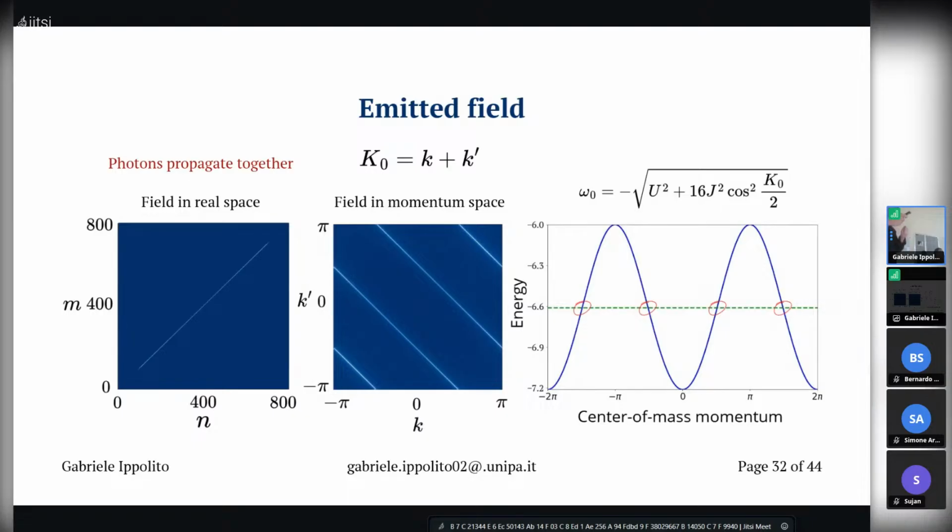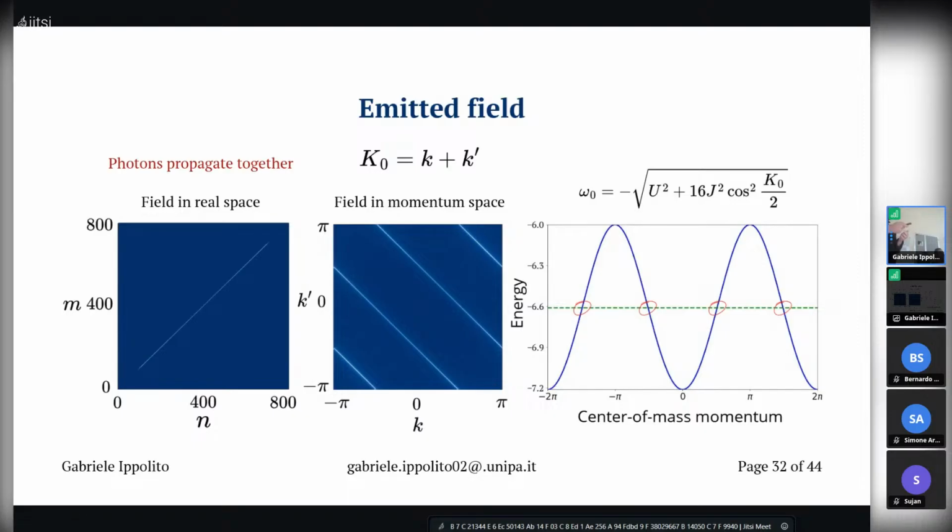And what we observe is that in real space, there is a non-negligible probability only along this diagonal. And this is exactly in accordance with what I've said before. Now the atom is emitting a two-photon bound state. That means two photons that propagate together along the chain. So we observe a non-negligible probability of finding the two photons only along this diagonal because they tend to stay in the same cavity and propagate together.